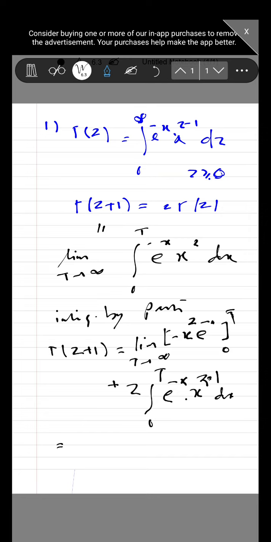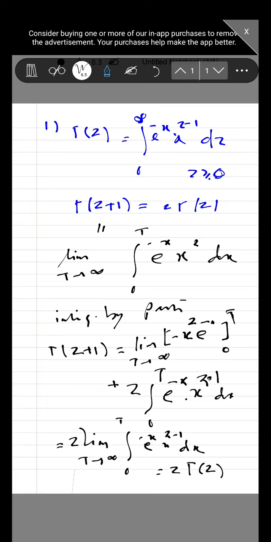and it is again equal to z times the limit t tends to infinity, 0 to t, e to the power minus x, x to the power z minus 1 dx, and it is equal to z gamma z. So this relationship has been proved.